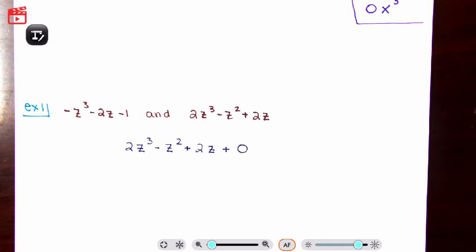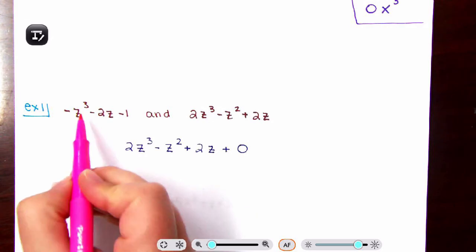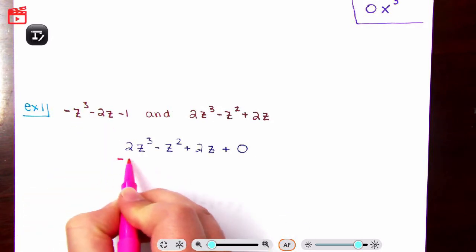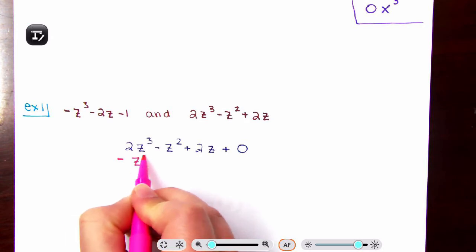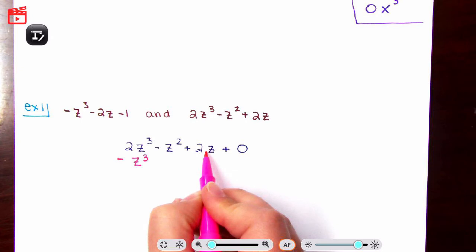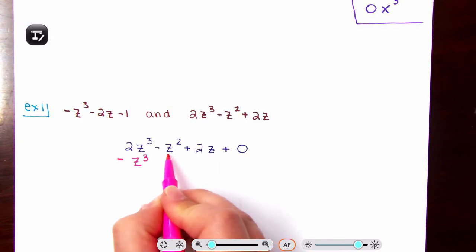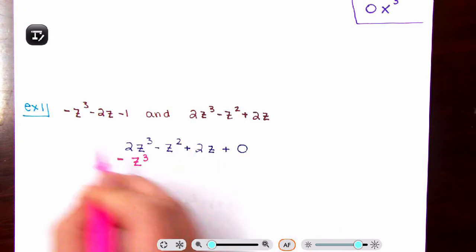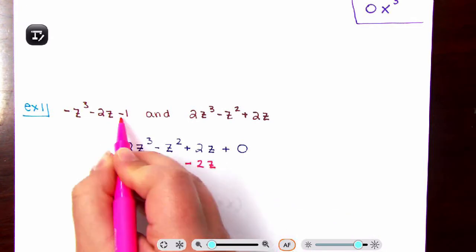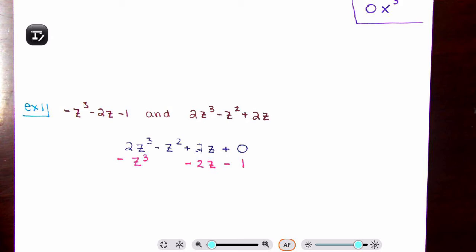Moving on to the second one, or this first one here, I have a z cubed, so that means it goes underneath here, a negative z cubed. Then I have a negative 2z. It has to match up with just z, so you can't write it underneath the z squared because this is not squared. Minus 2z. And then I have a minus 1, goes in the constant column.